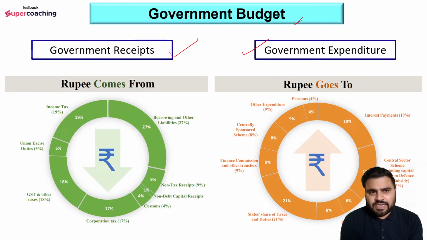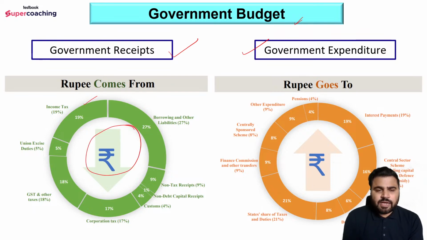For example, if I tell you about the receipts, where does the government get its money from? Whatever taxes we are paying, whether direct tax or indirect tax, that is a part of receipts for the government, right? Union excise duty is a part of government receipt. GST and other taxes are a part of government receipt. Corporation tax is a part of government receipt. So there is a set of receipts that the government is receiving.